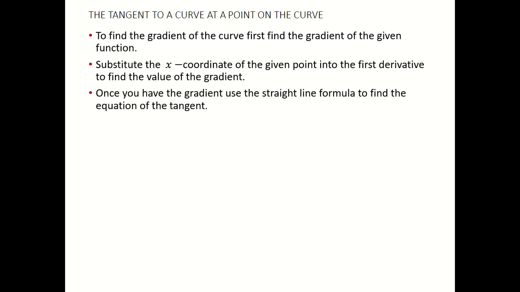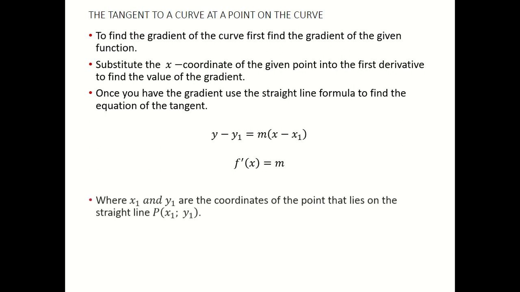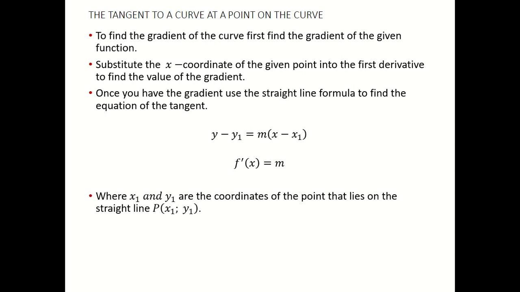Once you have the gradient, use the straight line formula to find the equation of the tangent. So basically, you all know the straight line formula where you have y minus y1 is equals to m. M is the gradient that we found in step number 2, and you'll have x minus x1. Note that y1 and x1 is simply the coordinates of the point that lies on the straight line, okay?